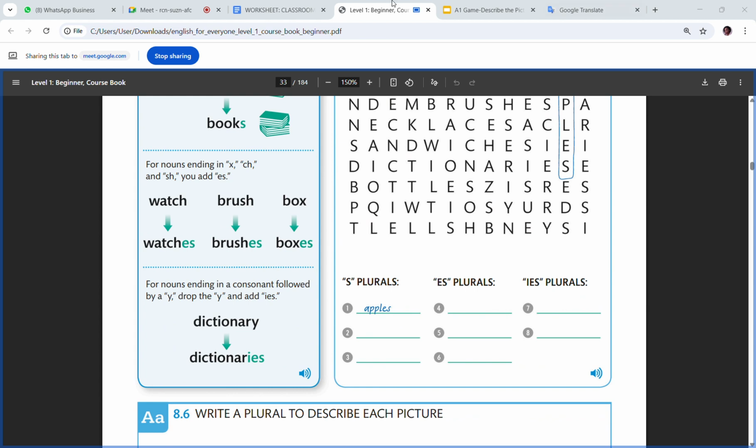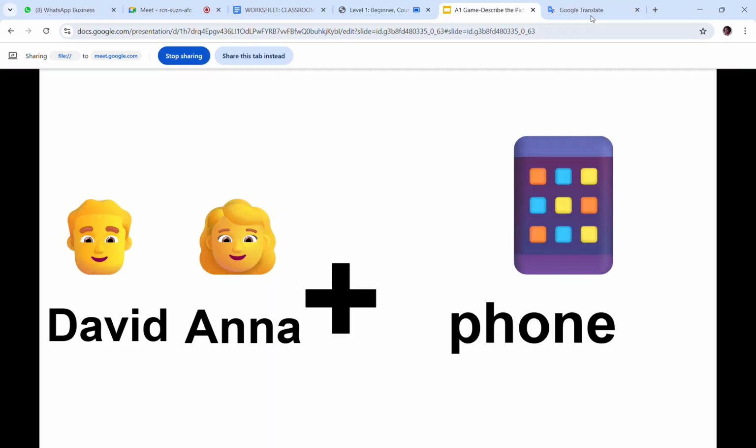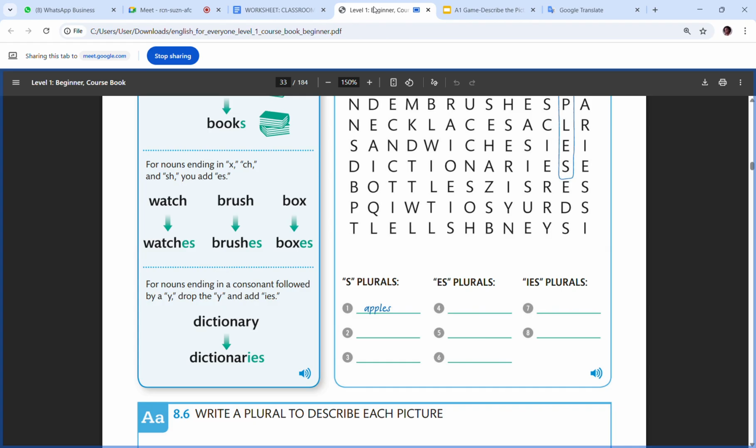Is it easy or is it difficult? Is it difficult or easy? Easy? Easy, right? It's easy. We just need to practice just to get used to it, right?